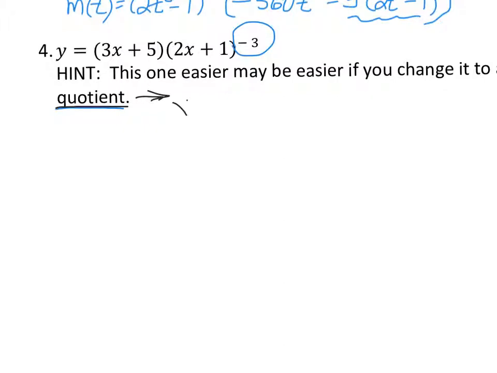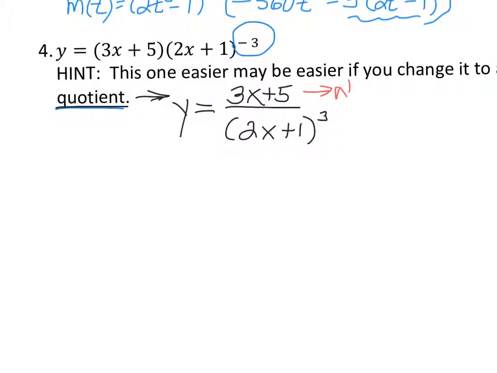So the quotient is that y is equal to 3x plus 5, which is your numerator, and then 2x plus 1, which is your denominator, and change that negative power to a positive power. So that if this is your numerator, then the derivative of your numerator is going to be equal to just 3, because it's the derivative of 3x plus 5.